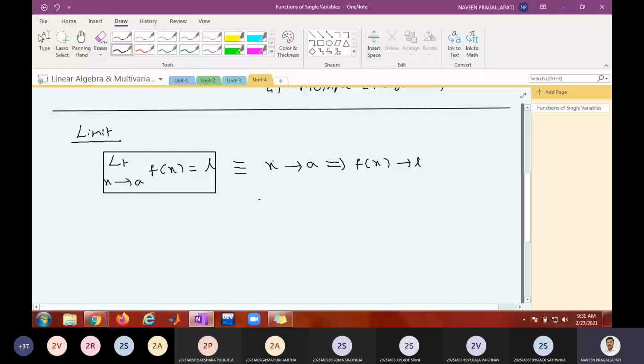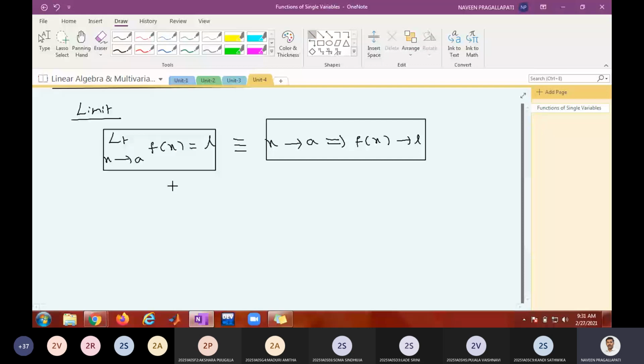Okay. So now, in how many ways can x approach a? You have a line, you have a point a, and you have a variable x which is near to a. x can be here or x can be here. So in how many ways can x approach a?